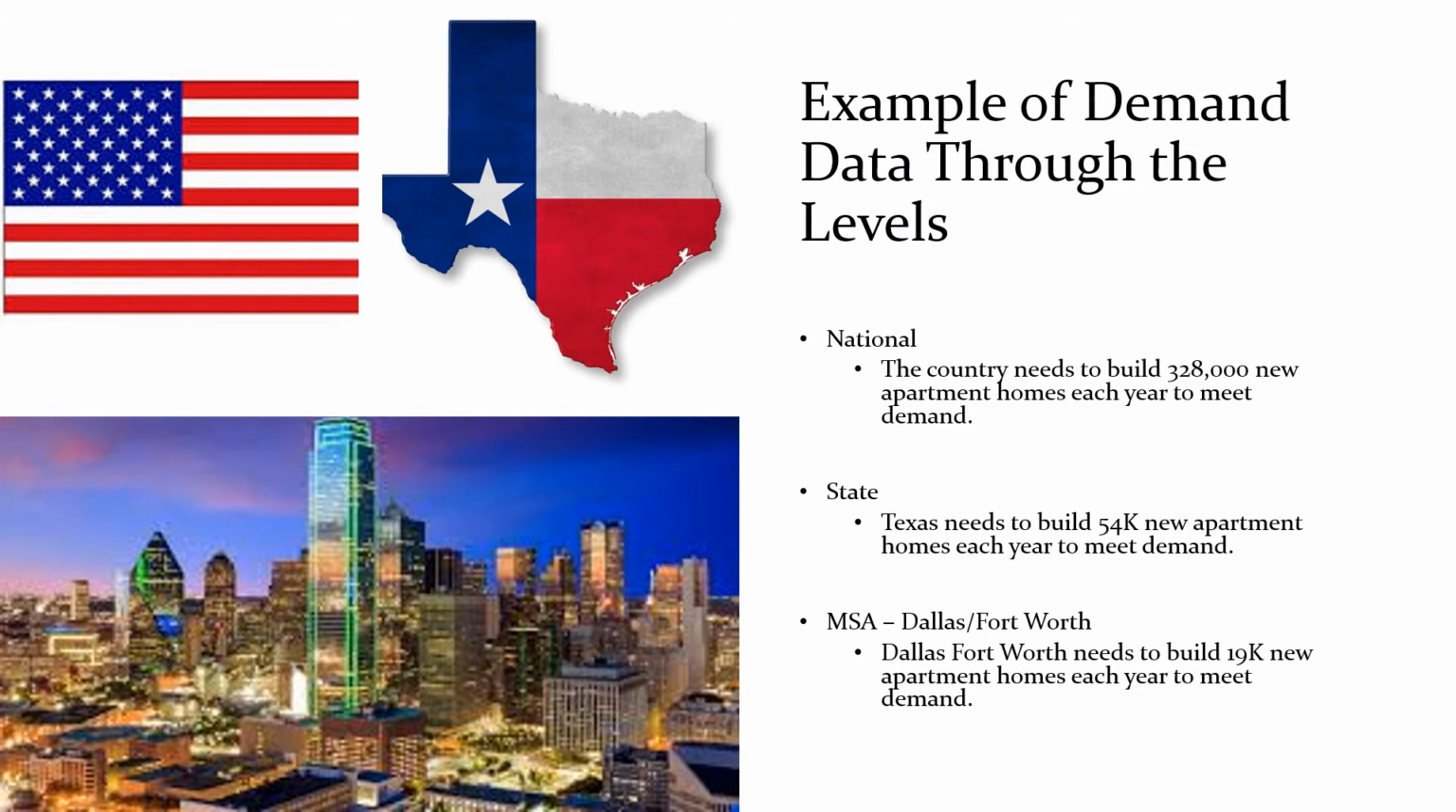One city area we like is the Dallas-Fort Worth Metroplex, based on our previous screens. We can also look at supply and demand data like this, in which we see Dallas must build 19,000 new apartments each year to meet the demand. This is a great bullish indicator for Class B multifamily.